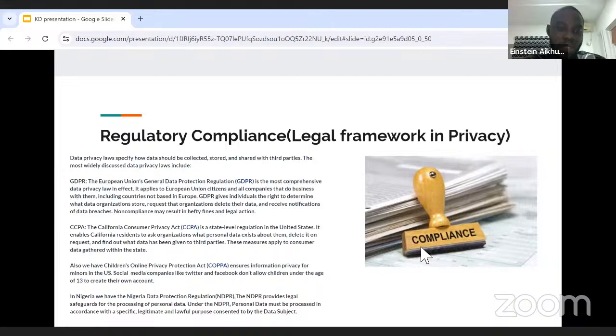While in Nigeria, we have the Nigeria Data Protection Regulation. That's Nigeria here, where I am. The NDPR provides legal safeguards for the processing of personal data. Under the NDPR, personal data must be processed in accordance with specific, legitimate and lawful purposes consented to by the data subject, that is, the users. Organizations are required to give specifics and a legitimate purpose on how our data is being processed here in Nigeria.